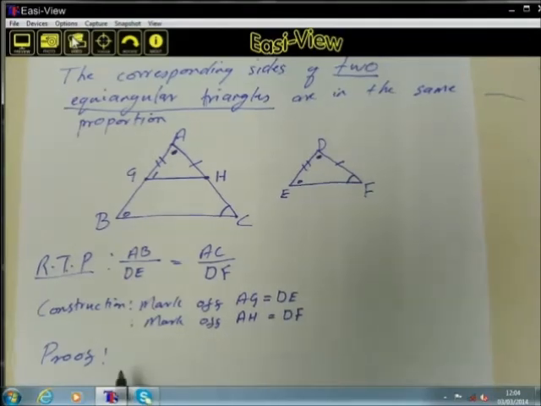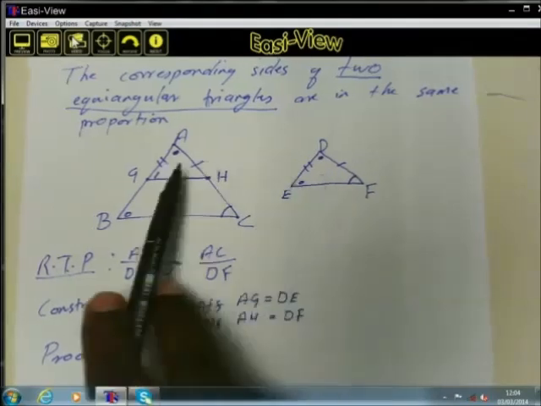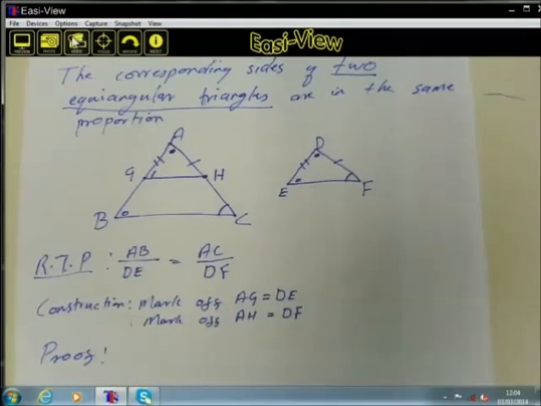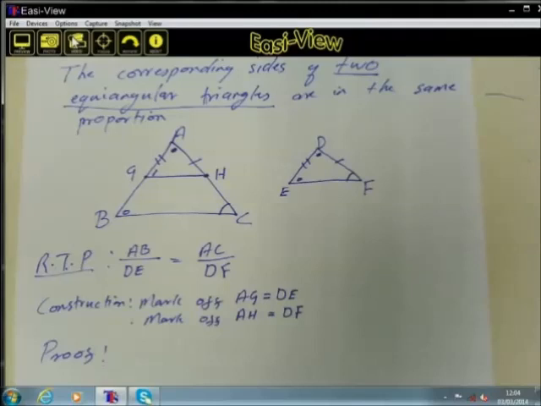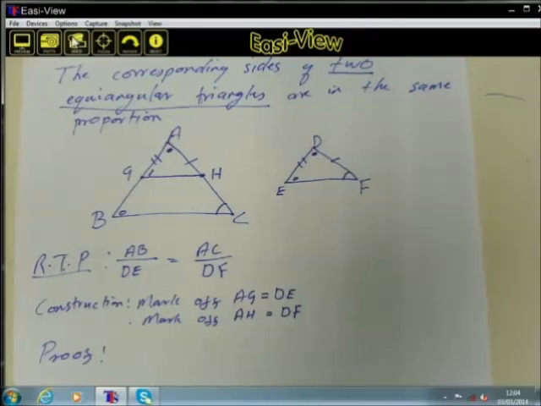Let's work it out. I think we have to prove congruency between the two triangles. Do you still remember the concept of congruency? Congruency, which means equal in all respects.